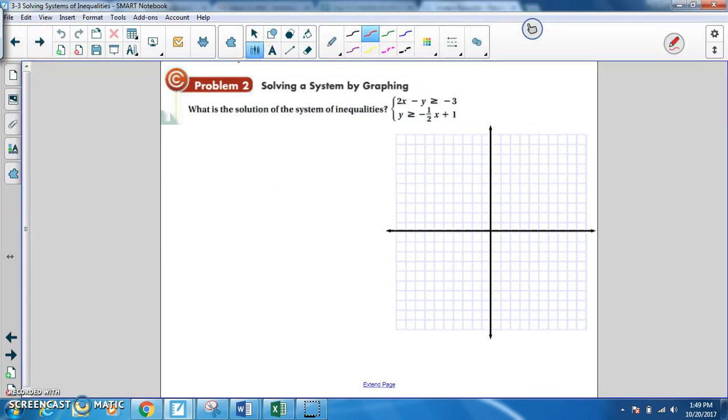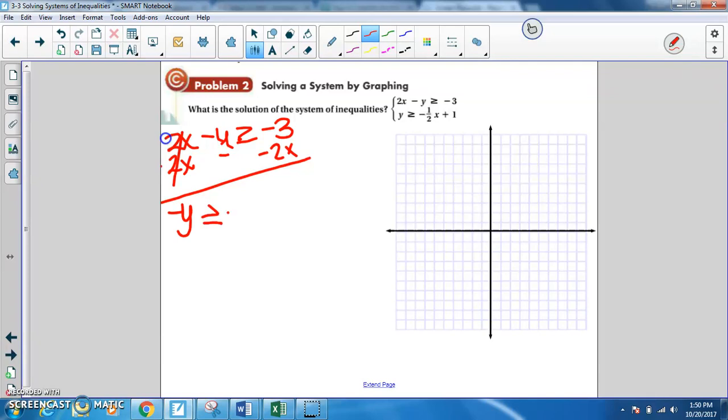So first, we're going to take our first inequality, 2x minus y is greater than or equal to negative 3, and I'm going to solve for y by subtracting 2x. Negative y is greater than or equal to negative 2x minus 3. Divide by negative 1. Since I divided by a negative, it's y is less than or equal to 2x plus 3. Dividing by a negative flips the sign.